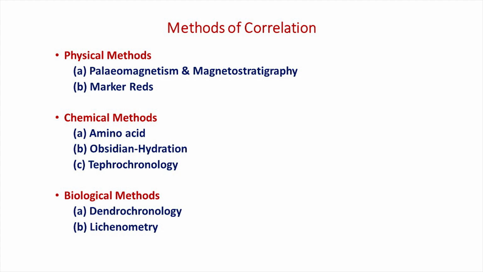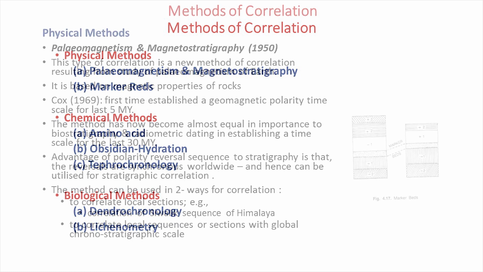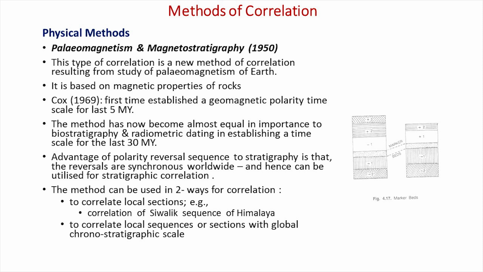Now, there are various methods of correlation. Some of them are physical methods, chemical methods, and biological methods. The physical methods include paleomagnetism, magnetostratigraphy, and the marker beds method. The chemical methods include the amino acid method, obsidian hydration method, and the method based on tephrochronology. The biological methods include the dendrochronology technique and the technique based on lichenometry. The first one is the physical method, which includes paleomagnetism and magnetostratigraphy.